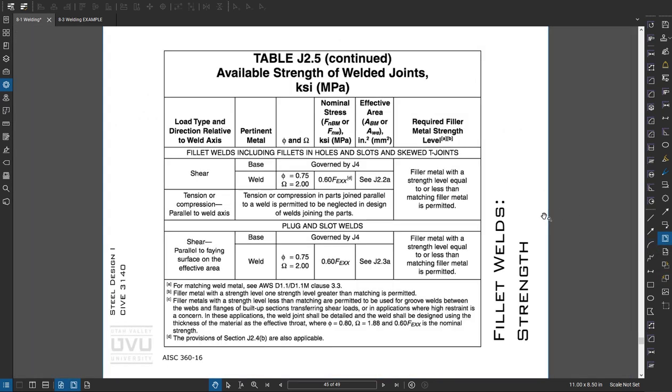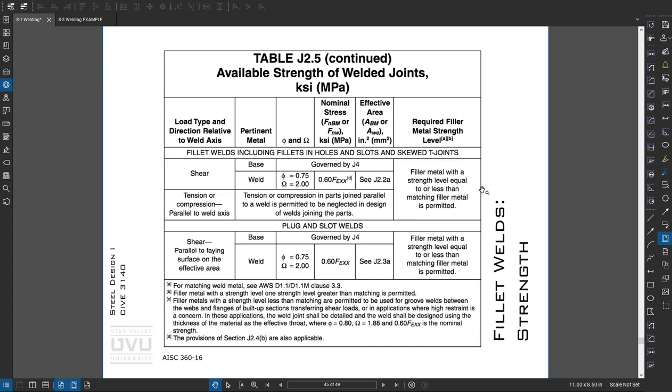Oh, here's the fillet weld table. So you'll need this for some of your submittal stuff. So phi of 0.75 on the weld, 0.6 FEXX for the strength. Not sure why those slides are so far out of sequence.